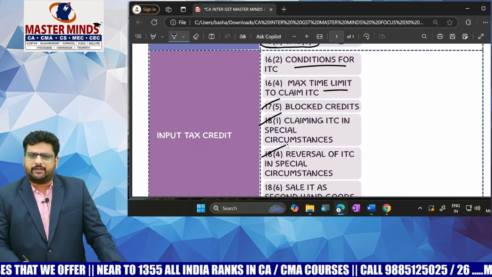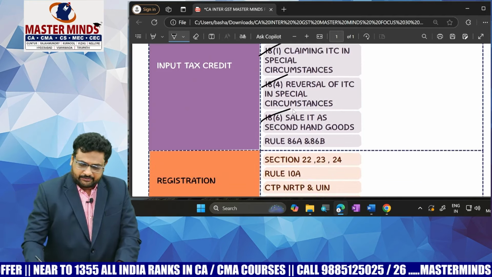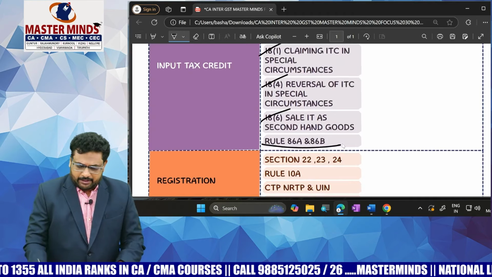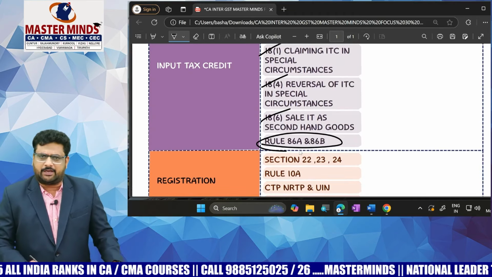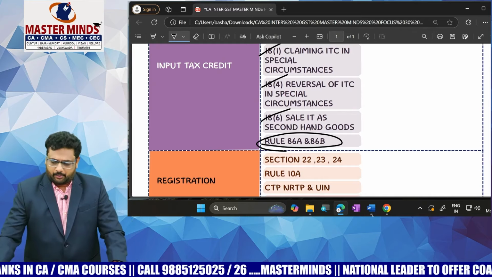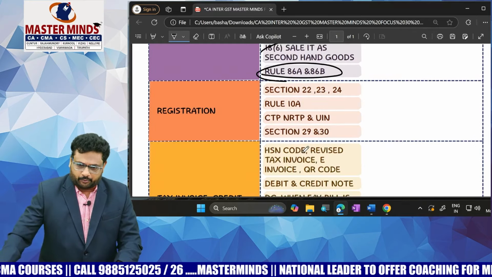18.4 reversal of ITC in special circumstances, and 18.6 sale as a second hand good, and if at all any theory is going to be asked, it can be asked from rule 86A and 86B. So these are the important areas with respect to the ITC chapter you need to keep more focus on.